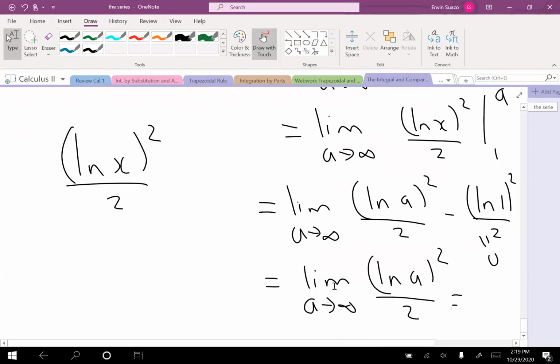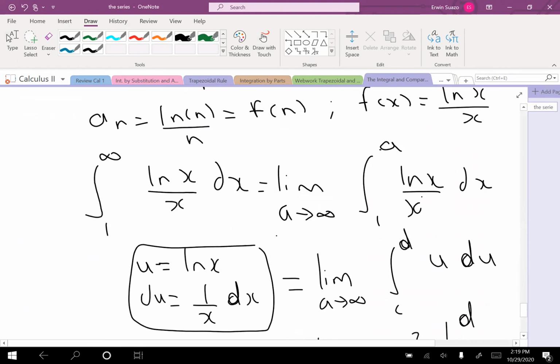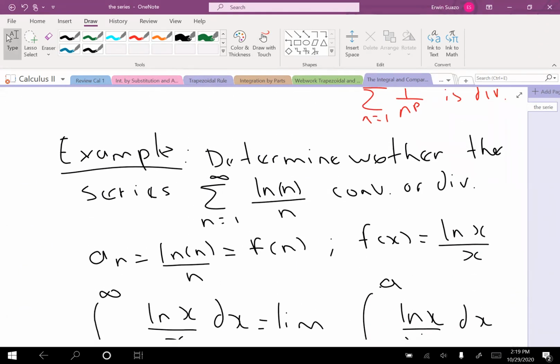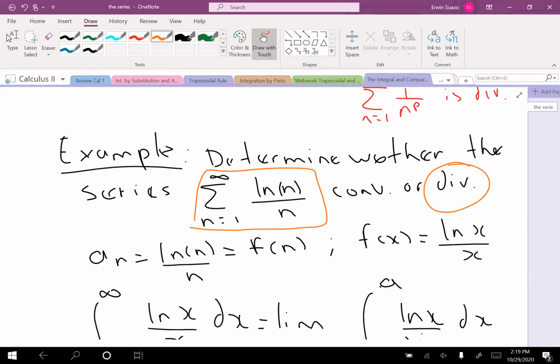You know how ln of x is, right? So this is going to infinity. So what do you say? Is this series divergent or convergent? Divergent. So this series is divergent. Why? Because I use the integral test and it's telling me that the integral is divergent.